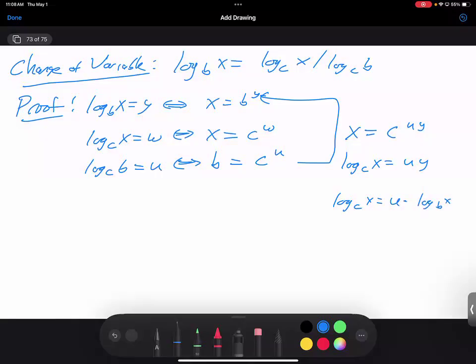But what is u? u is the log of b base c. So we have the log of x base c divided by u, which is the log of b base c, is the log base b of x. And that finishes the proof. So this is the change of base formula. This is probably the most forgotten. This is the one where we have to be a little bit clever.